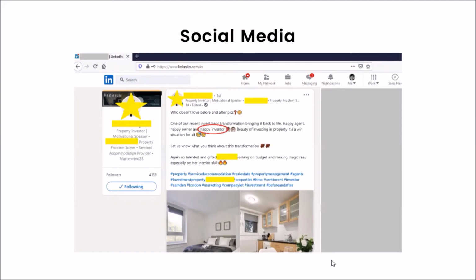Okay, he's basically saying, I've got a property here that I've transformed. Did he put before and after pics? I'm not so sure, but he's basically saying, look guys, this was my latest project. Any ideas? Okay, so before, we've got people who are complaining on social media, they want to find tired landlords. Now, however, this property investor is posting on LinkedIn. That might give you a clue. And he's saying, look, I've got a happy agent, I've got a happy owner, and I've got a happy investor. Here are my pictures of my current project.